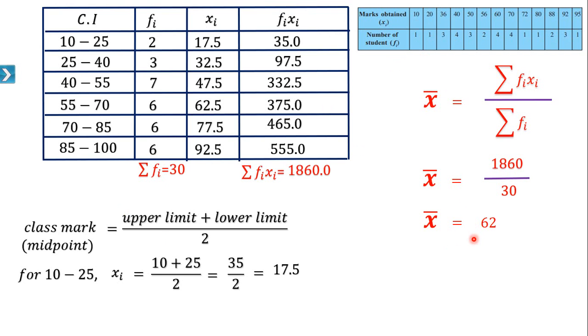So, this is the method to find the mean for a grouped frequency distribution. Here class interval and frequency will be given, that is class interval and fi will be given. We have to find xi, that is the class mark, upper limit plus lower limit by 2, then we have to find Fi xi, after that sigma Fi xi, then sigma Fi, after that we have to substitute in the formula.